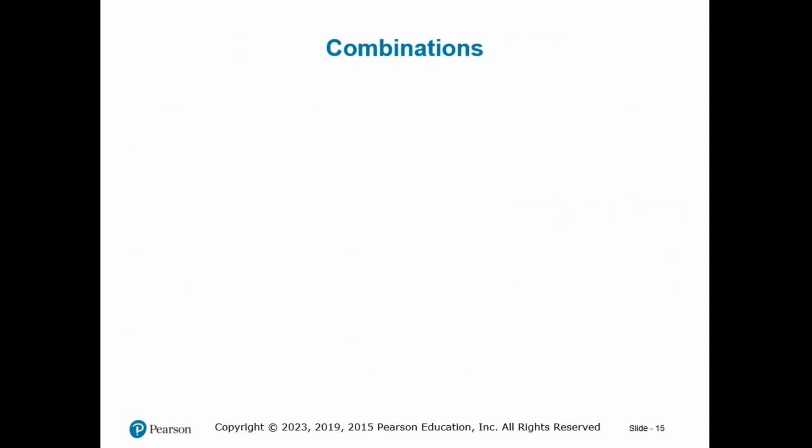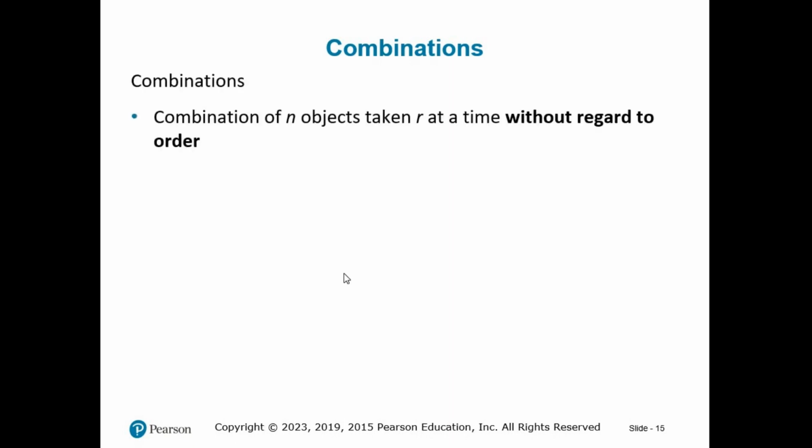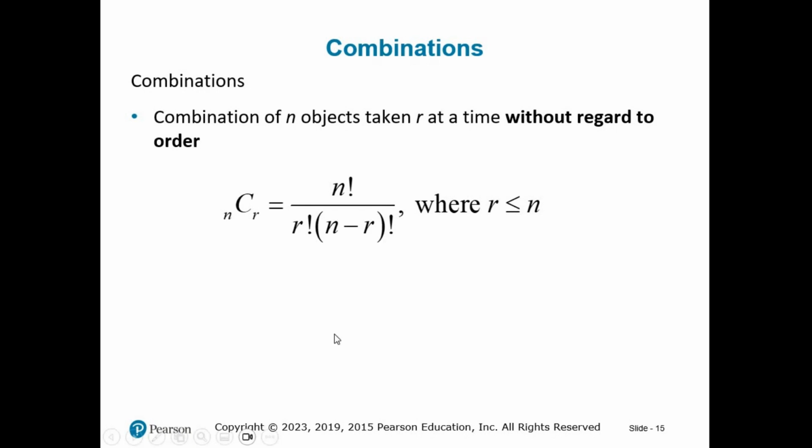Okay, so far we've been dealing with situations where order was important. Now we're going to look at the operation to use when it's not important. It's called combinations. Combinations are a combination of n objects taken r at a time without regard to order. The formula looks like this. You read this: n choose r equals n factorial over r factorial times n minus r factorial.